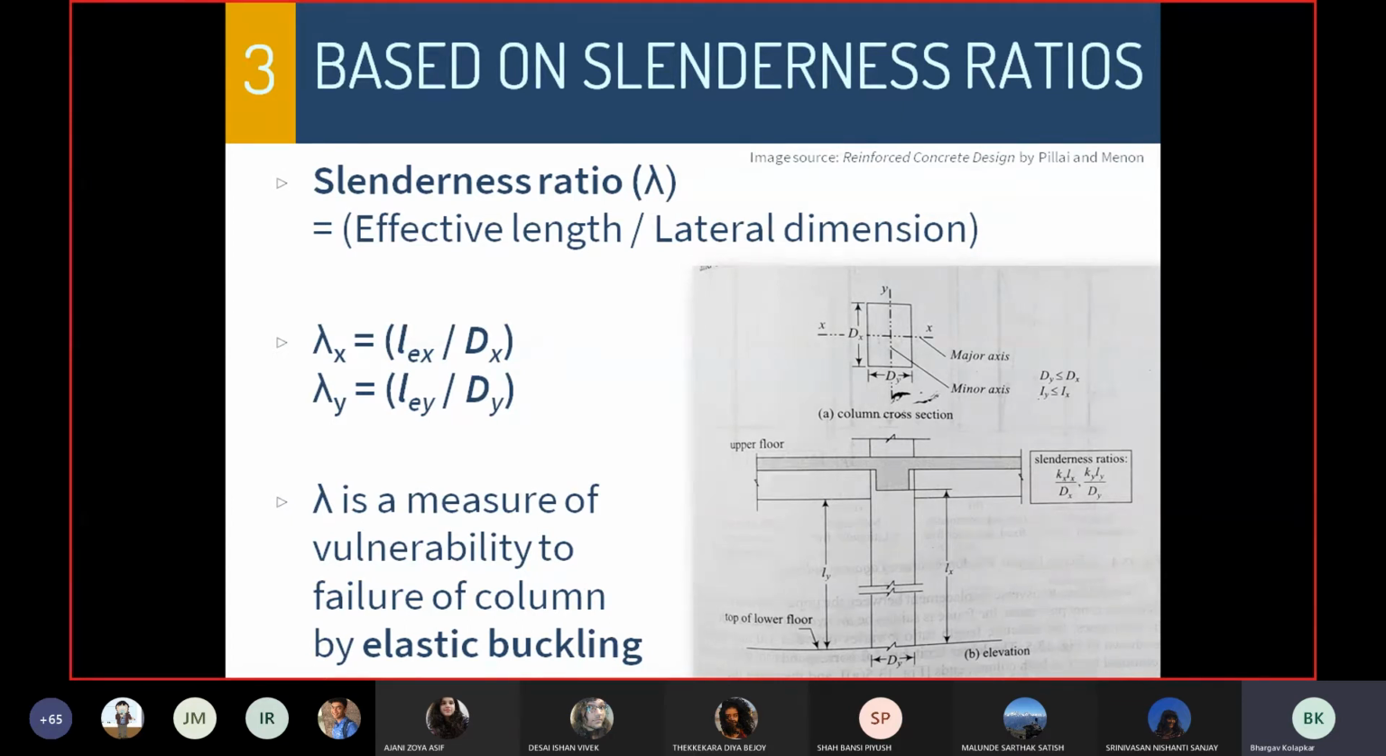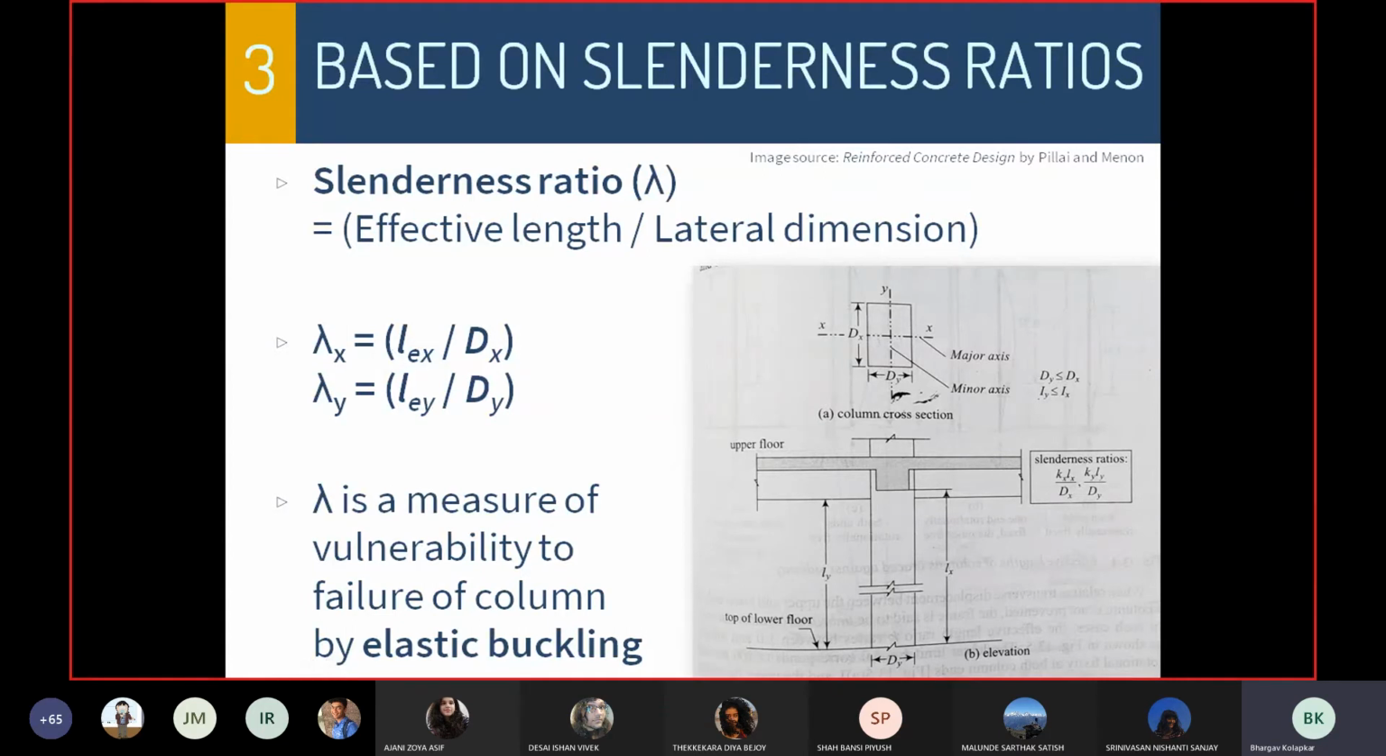First is the slenderness ratio about the x-axis, that is the major axis, and the slenderness ratio along the y-axis. If you look at this diagram, x is our major axis, y is the minor axis, Dx is the major dimension, Dy is the minor dimension. LEX is the unsupported length about the major axis, and LEY is the unsupported length about the minor axis.